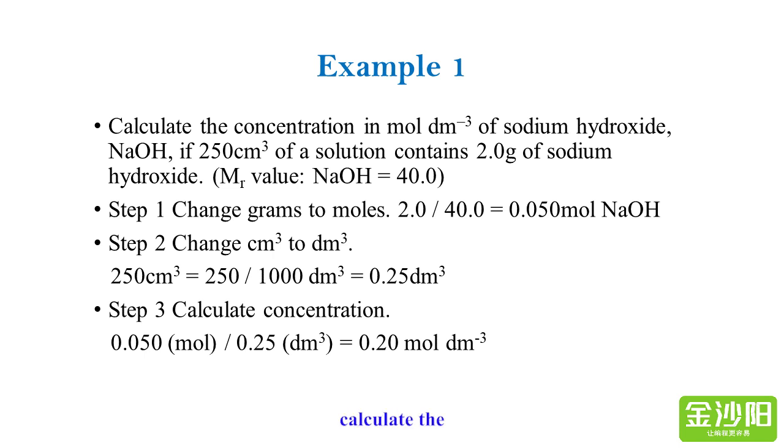Now, let us calculate the concentration in mole per cubic decimeter of sodium hydroxide, if 250 cubic centimeters of a solution contains 2.0 grams of sodium hydroxide. The relative formula mass of sodium hydroxide is given as 40.0. Step 1. Change grams into moles, so we get 0.05 moles of sodium hydroxide. Step 2. Change cubic centimeters to cubic decimeters. And at last, we calculate the concentration by putting 0.050 over 0.25. Therefore, we get the answer, 0.20 mole per cubic decimeter.